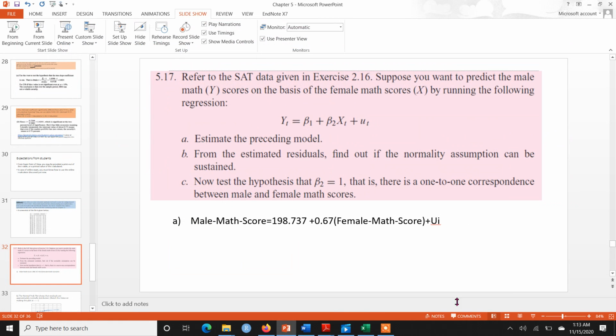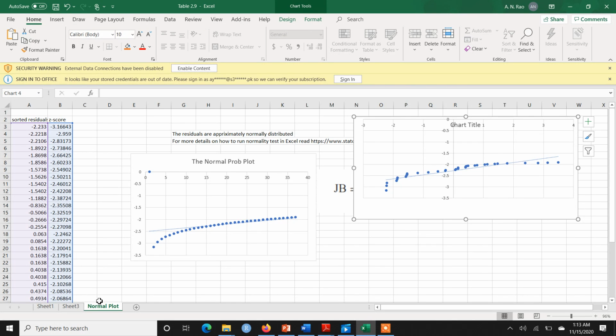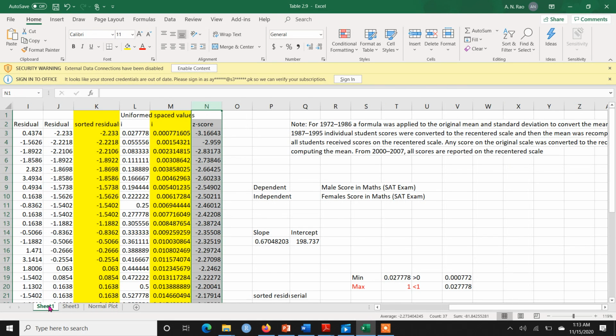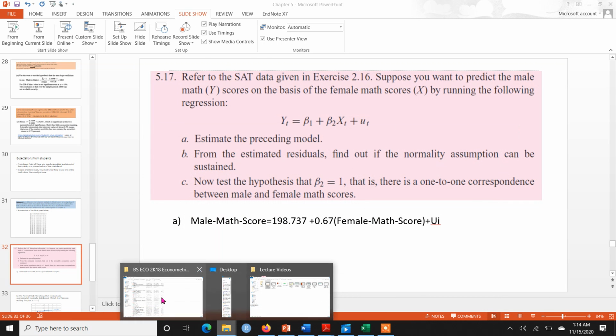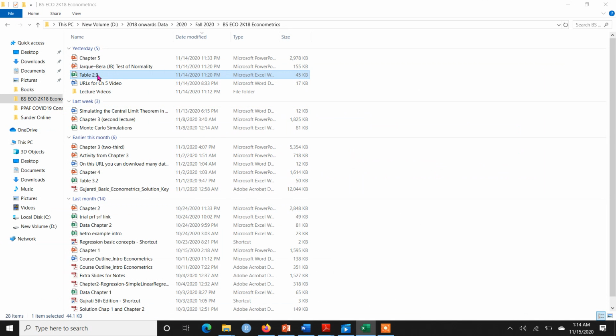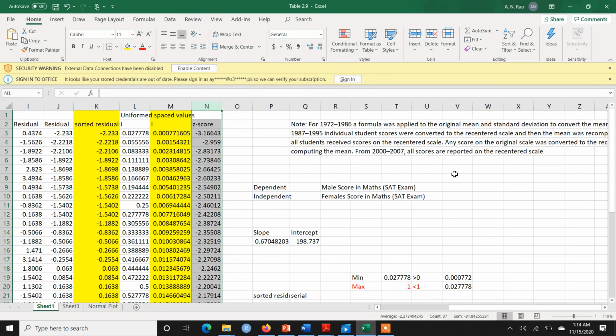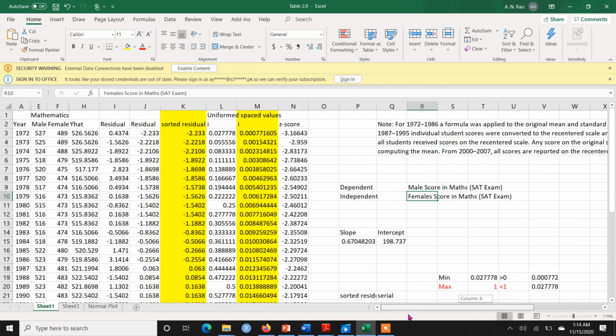I've already told you how to run regression in Excel. Just a moment, I need to open the file which has table 2.9. You have to wait a bit, pardon for this. Okay, so this is the data, table 2.9. Our dependent variable is the male math score and the independent variable is the female math score.